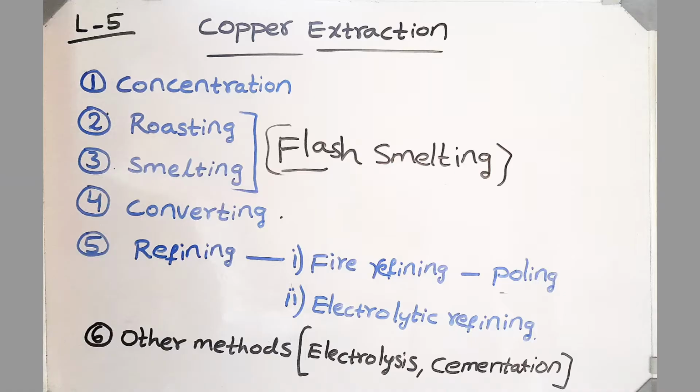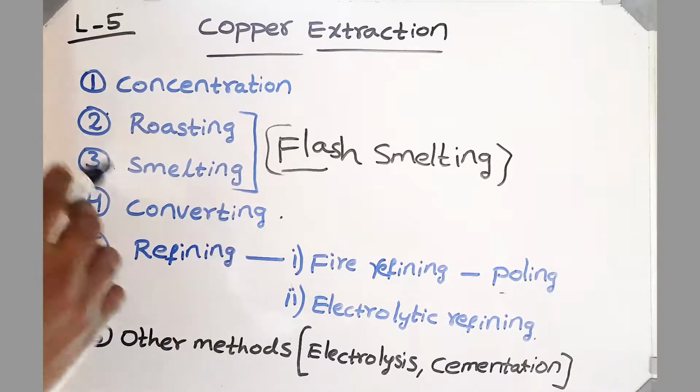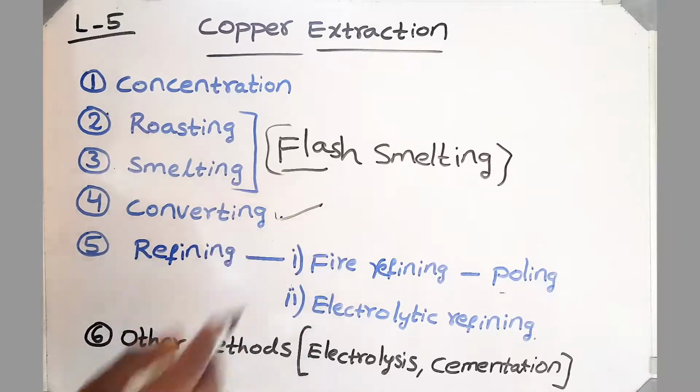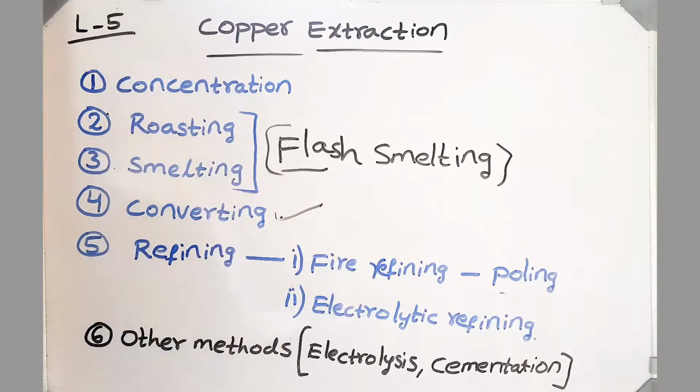In this video, we are going to discuss copper extraction. We're going to start with concentration of the ore, followed by the roasting and smelting of the ore, and then the converting step where we produce our blister copper, followed by the refining of this blister copper using these two methods, fire refining and electrolytic refining. Then we're going to see other methods of extraction of copper like electrolysis and cementation of copper.